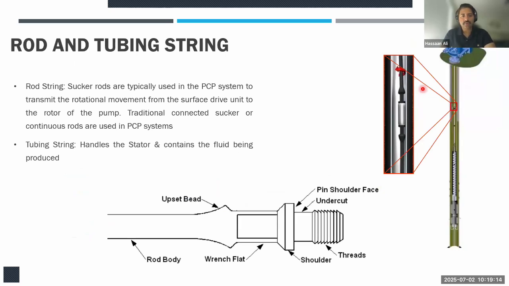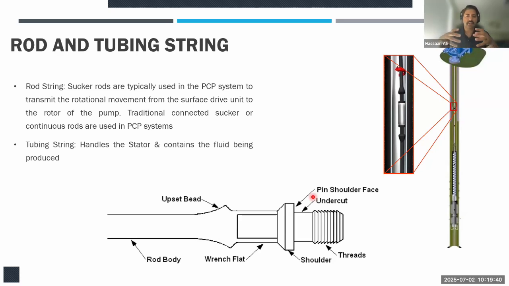Rod and the tubing strings. So rods are essentially sucker rods, which you can see right over here. They go all the way from the surface down to downhole, connected to your rotor. These sucker rods are connected with couplings. These sucker rods have one primary purpose, that is to transmit torque. That's it. Right? They are just there to transmit that torque from the surface to the downhole.